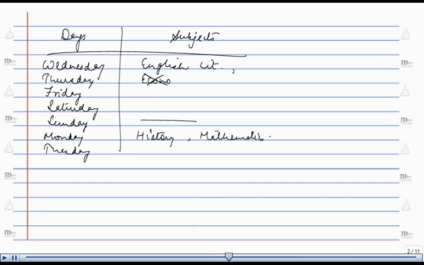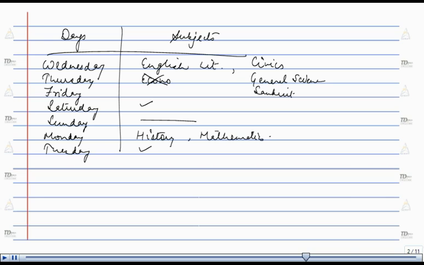Now, there is only one paper on last day and Saturday. So on Saturday and on Tuesday, we do have one paper each. Civics is immediately followed by General Science, which in turn is immediately followed by Sanskrit. So we do have Civics on Wednesday, followed by General Science, which is followed by Sanskrit.